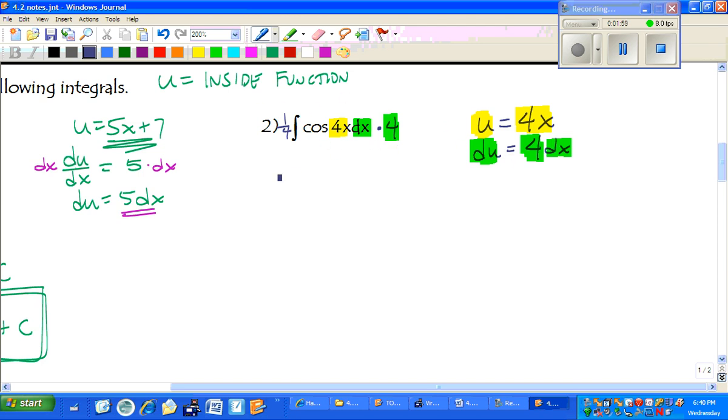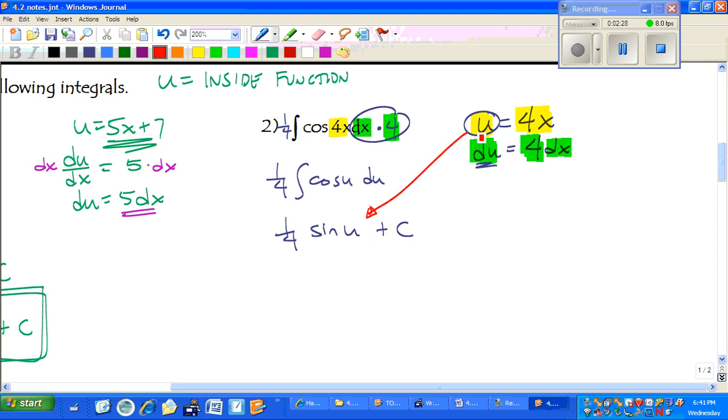So, we've got that set up. We can make our transition from x to u. This is now going to be cosine of u times this whole thing right here, which equals du. So the antiderivative of cosine: remember, we ask ourselves what has a derivative that equals cosine? Well, the antiderivative is sine of u. But our last step, we need to put the 4x back in place of u. So we have 1/4 times sine of 4x plus c.